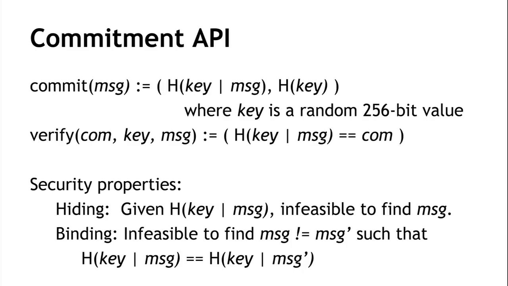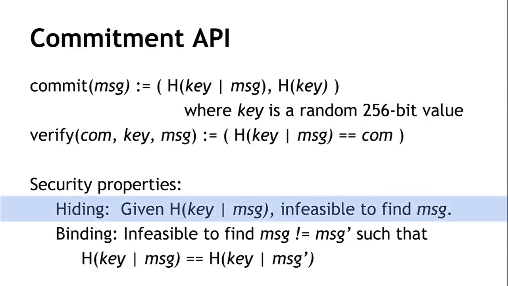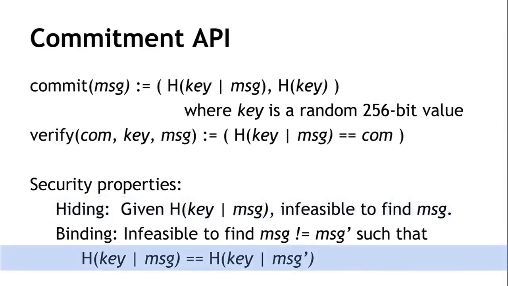Now the security properties: if we go down to the security properties at the bottom of the previous slide and plug in the definitions of how we're going to implement this, then where it used to say given COM, infeasible to find message, we just plug in what COM is. COM is the hash of key concatenated with message. Similarly down here, this is what happens when we plug in the definitions of verify and COM. So now the first property becomes: given h of key concatenated with message, it's infeasible to find message. It turns out that's exactly the hiding property that we talked about before.